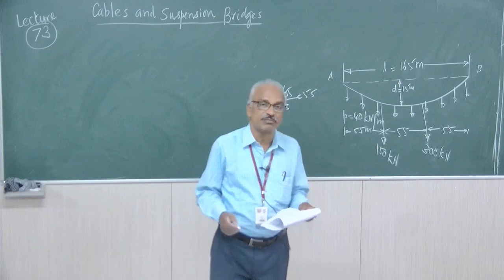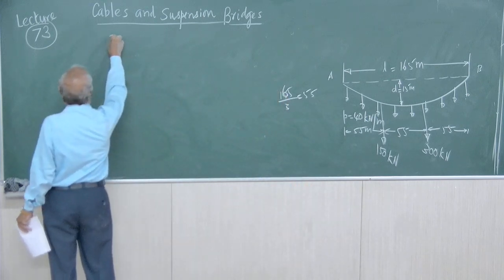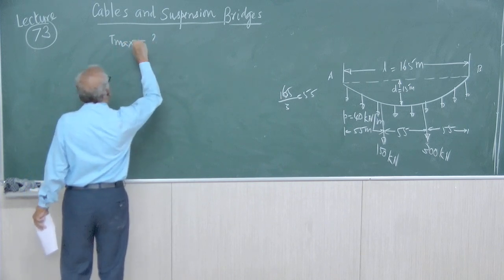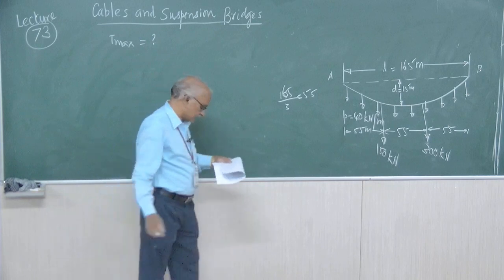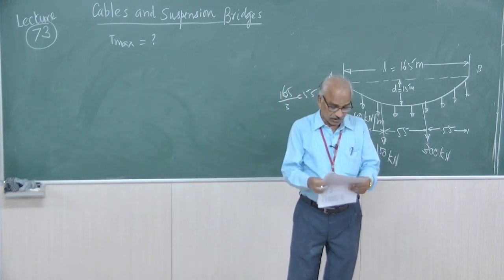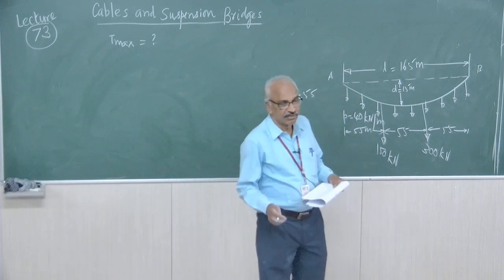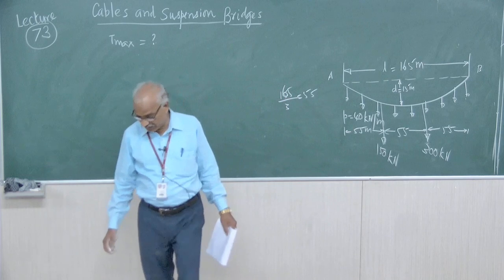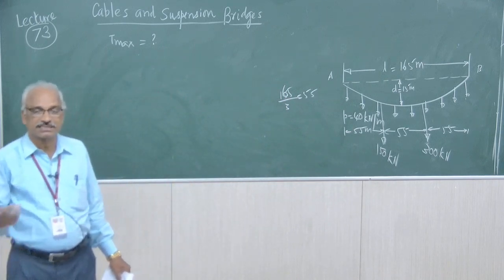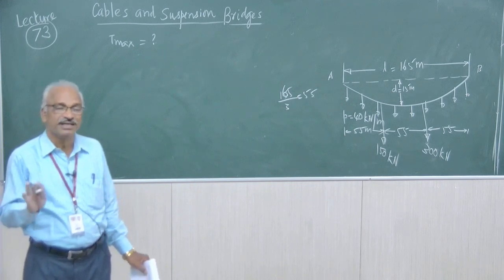What is the maximum tension in the cable? T max. What is the value of T max? This is the question. All values are given. Now VA and VB will not be equal, though the cable is supported at the same level. Now VA will not be equal to VB as in the case of UDL. In the case of UDL, VA equals VB equals P into L by 2.